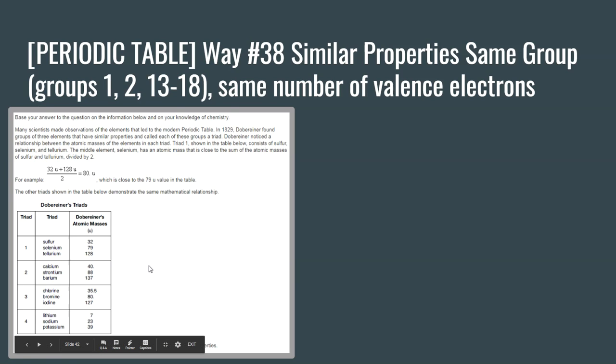Explain, in terms of electrons, why the elements in triad 2 have similar chemical properties. So we have to know something about their location on the periodic table and mention the word electrons in our answer in order to properly answer this question.